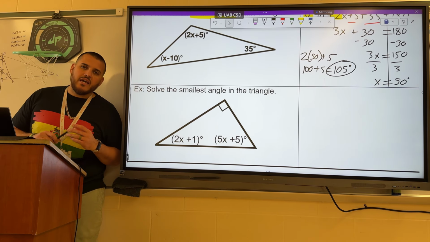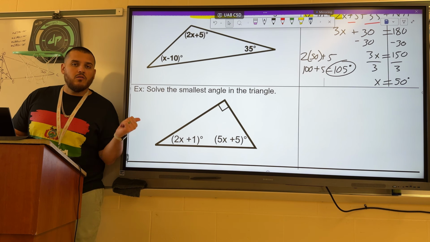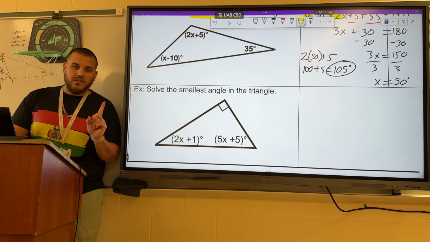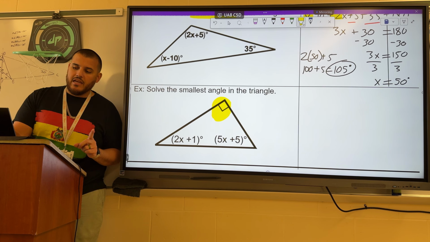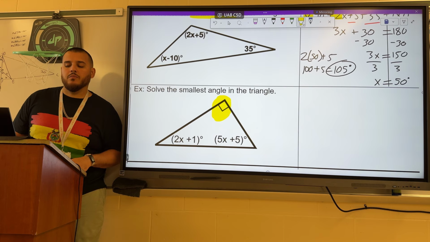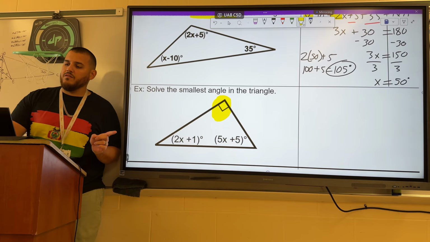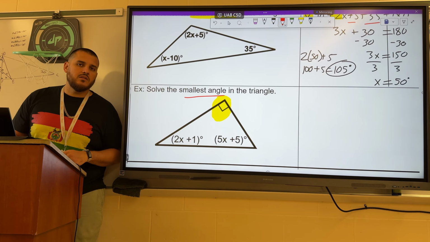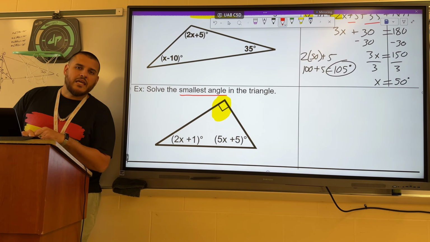Let's see if you're able to add this layer of algebra in on your own with this example. As you do this, just make sure that you include that angle in your triangle sum theorem. Go ahead, pause the video, see if you can find the measure of the smallest angle in this triangle on your own. Okay, let's see how you did.